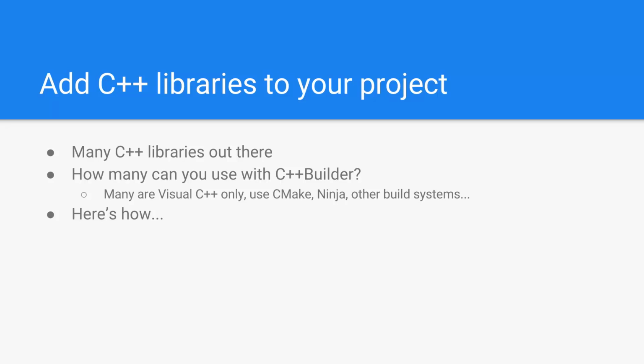And of course, if you're using C++ Builder already, then you probably want to be able to add that code to your app. But how many of those third-party libraries can you actually use with C++ Builder? Because it's very common for many of them to be set up as Visual C++ only, or to use other build systems, CMake, for example.